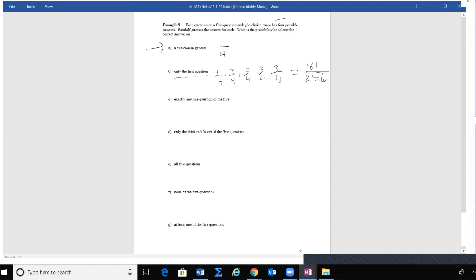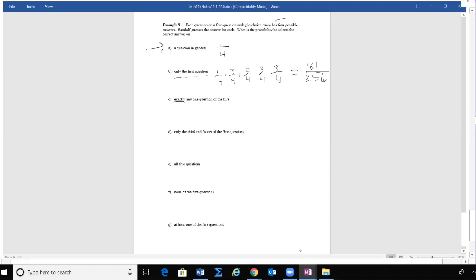Now this one says exactly any one of the 5. Exactly any one. Okay, any one of the 5. So that means he might have the first question right, the next 4 wrong. Or he could have first question wrong, the next one right, and then the next 3 wrong. Or he could have the first 2 wrong, the next one right, and then the last 2 wrong.